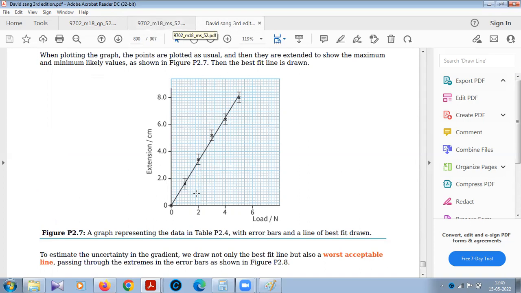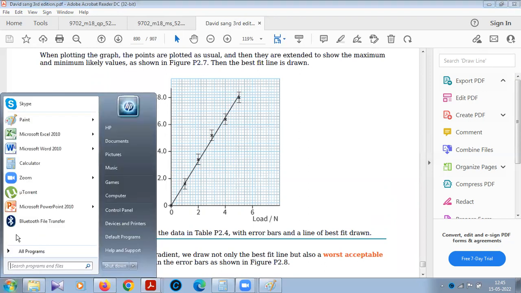And then you will draw the best fit line. That means you will choose a line that passes through the maximum number of points. That will be the best fit line. And then you have to find out the gradient of the best fit line. So you will choose some point, some far away point, like here, and some point like here. And then you show some triangle like this.